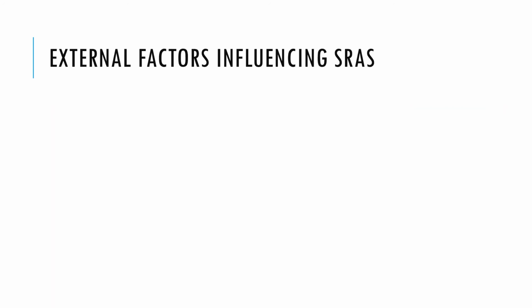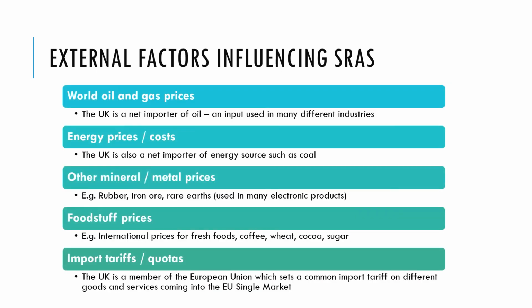So to wrap up, what might be external factors influencing the short-run aggregate supply curve? Well, oil and gas prices would be particularly relevant for the UK as we're a net importer of energy. Energy prices and costs, so things like coal, other minerals or materials, perhaps foodstuffs, so coffee, wheat, sugar, all those kinds of things. And tariffs and quotas. Currently, the UK is a member of the European Union, but if they were to leave the single market, there might be quotas or tariffs imposed, which would have an impact on the costs to business and therefore their willingness to supply at a certain price level.